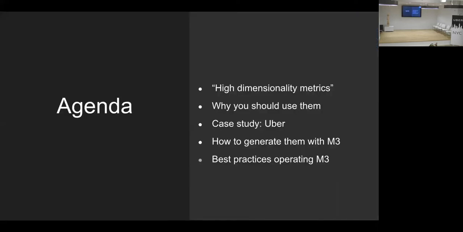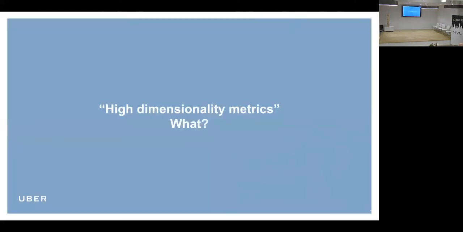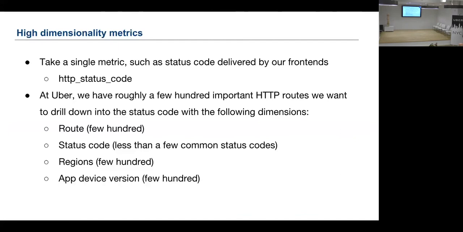So I'm going to talk a little bit more about what I mean by high dimensionality metrics, also known as high cardinality metrics. Take a single metric, status code, from say an HTTP front end. We have a few hundred important HTTP routes that we want to monitor at Uber, just at the front end. So not even talking about those 4,000 microservices that we have. We might have a few hundred routes, and status codes, a few common ones.